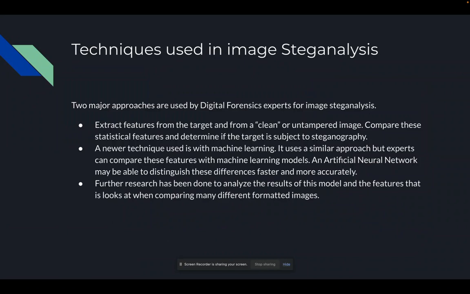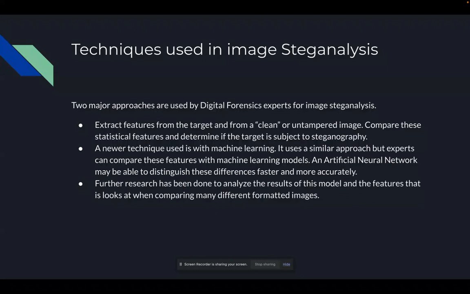So what are some techniques used in image steg analysis? There are two major approaches that digital forensics use on image steg analysis. Usually, to extract features from a target and from a clean image or untampered image. We can compare these statistical features and determine if a target is subject to steganography.